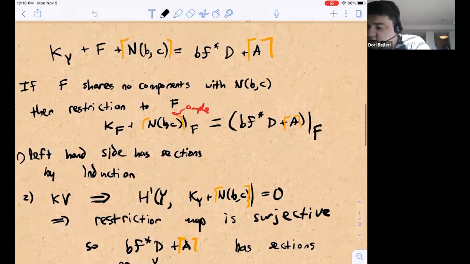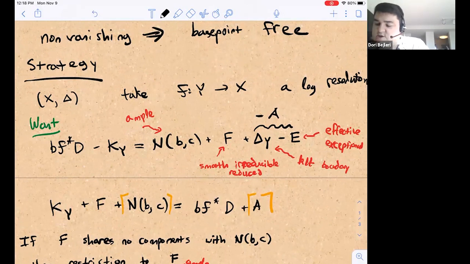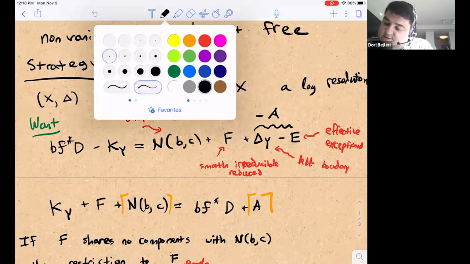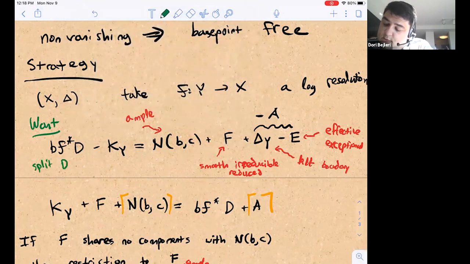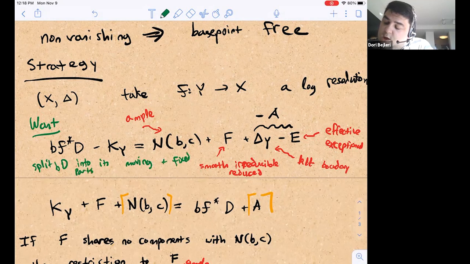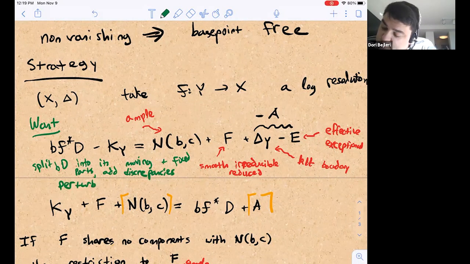And then the other thing is, how do you arrange that you can write things this way? You have to use the divisors given to you in the situation. So last time we said split D, or maybe some large multiple of D, into its moving and fixed parts. And then we need some discrepancies to balance things out, because on one side we have just K_Y and a pullback from D, but really we know something about K_X, not about K_Y. So we need to have some contribution from discrepancies. And then we also perturb by a small generic relatively ample.